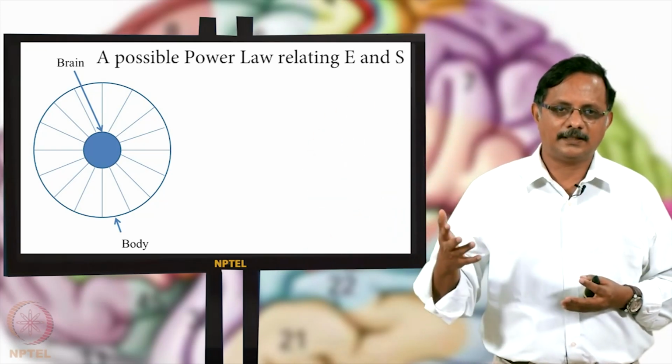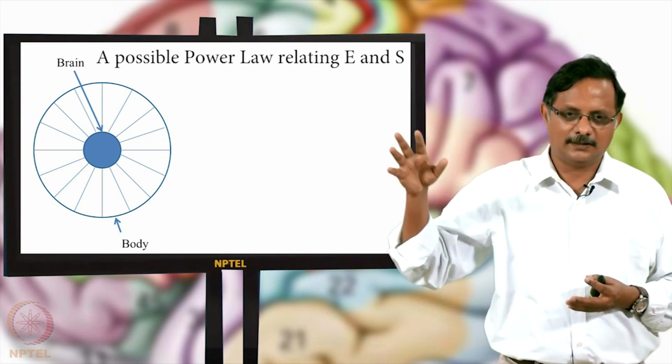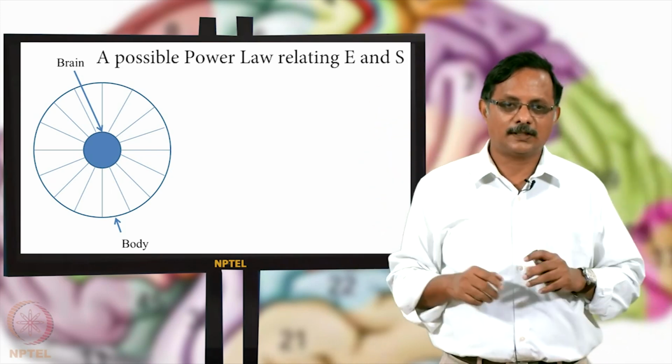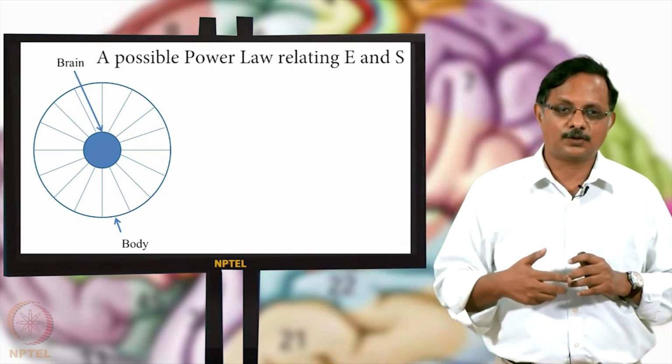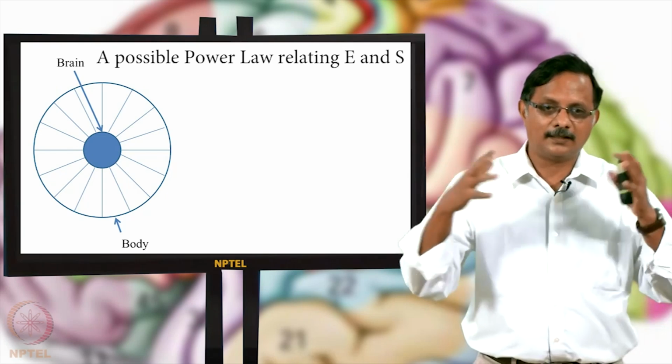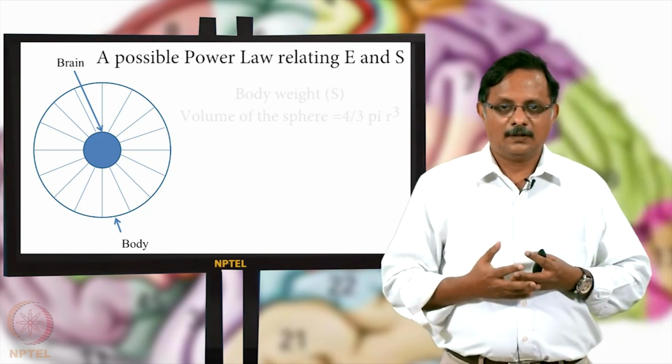The greater the surface area, the more fibers the brain has to send out to the surface, and the more fibers, the more neurons the brain has to have, and the more neurons, the greater the brain weight. Okay.